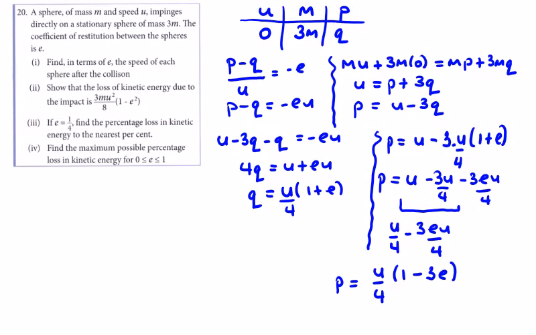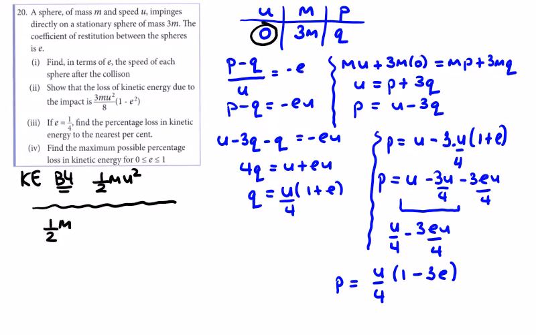Now we're looking at kinetic energy. We're asked to show the loss of kinetic energy here is 3mu squared over 8 times 1 minus e squared. Okay, let's look at kinetic energy before. So it's going to be half mu squared twice, but because this speed in here is 0, we're just going to have a half mu squared. Actually, we have it laid out there. That's what the kinetic energy is before. Afterwards, it's a half m times p squared plus a half 3m times q squared.